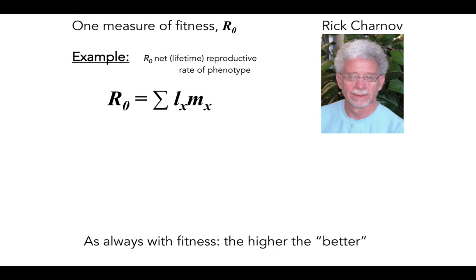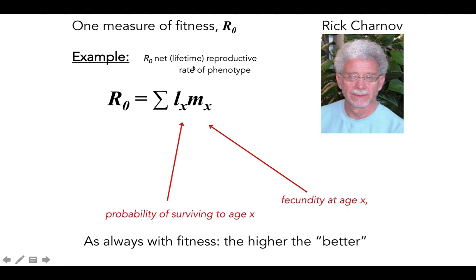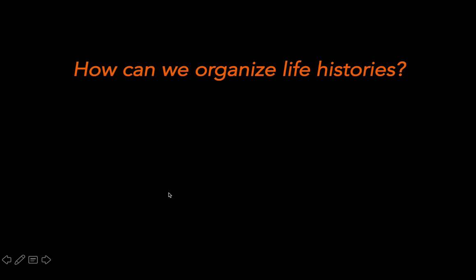Last time I gave you an equation for fitness, and this equation will help us characterize and organize plant life histories. One measure of fitness that we're using here in class is R0, the net lifetime reproductive rate. Remember, that's the summation of two things: the probability of surviving and also your fecundity. The summation of that product, Lx times Mx, is our value of R0, the net lifetime reproductive rate of this given phenotype. And always with fitness, the higher the value, the better.